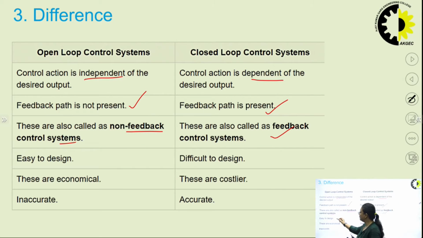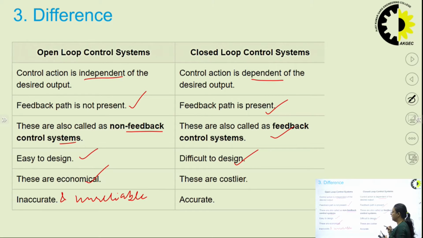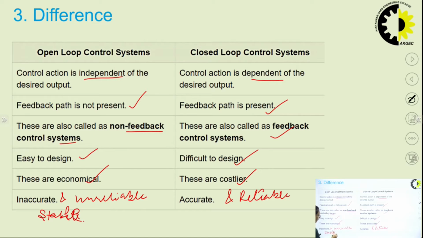These are easy to design, economical in nature, but inaccurate and unreliable, right? While comparing with the closed loop system, it is difficult to design. From a maintenance point of view also it is difficult. These are costlier in nature, but accurate and reliable. Two more points can be added here. First is the stability point: this is stable and this is unstable, right?